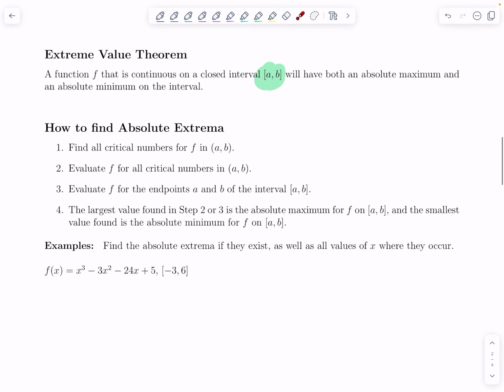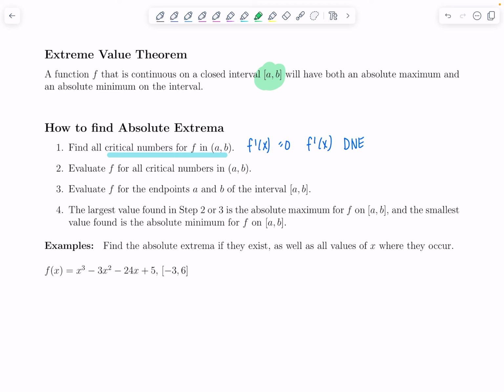Okay, so here's the process, how we're going to find the absolute extrema. You're going to be given the function, you're going to be given the interval. You start off by finding the critical numbers for f on the open interval from a to b. So remember, you take the derivative f prime of x, set it equal to 0, and also find where it doesn't exist. That's how we get our critical numbers.